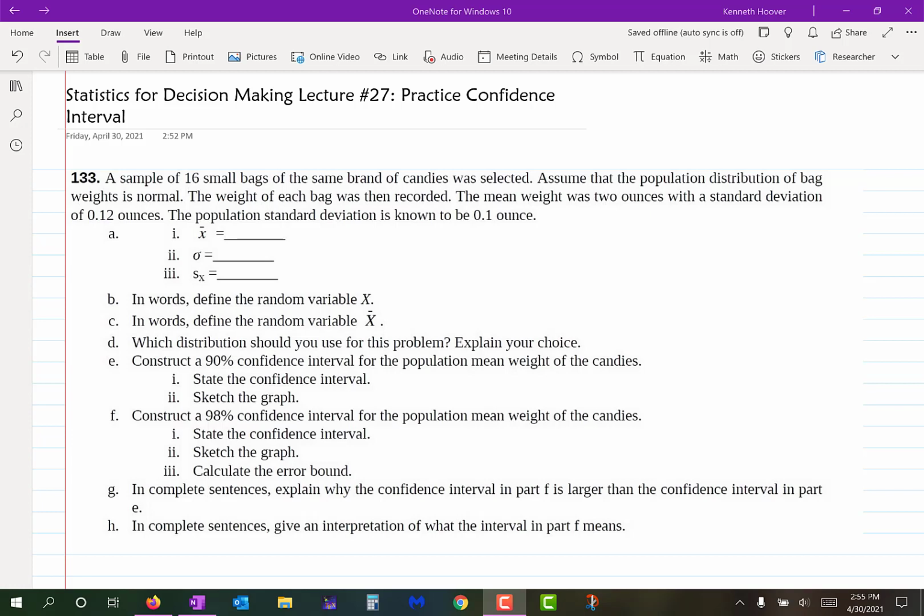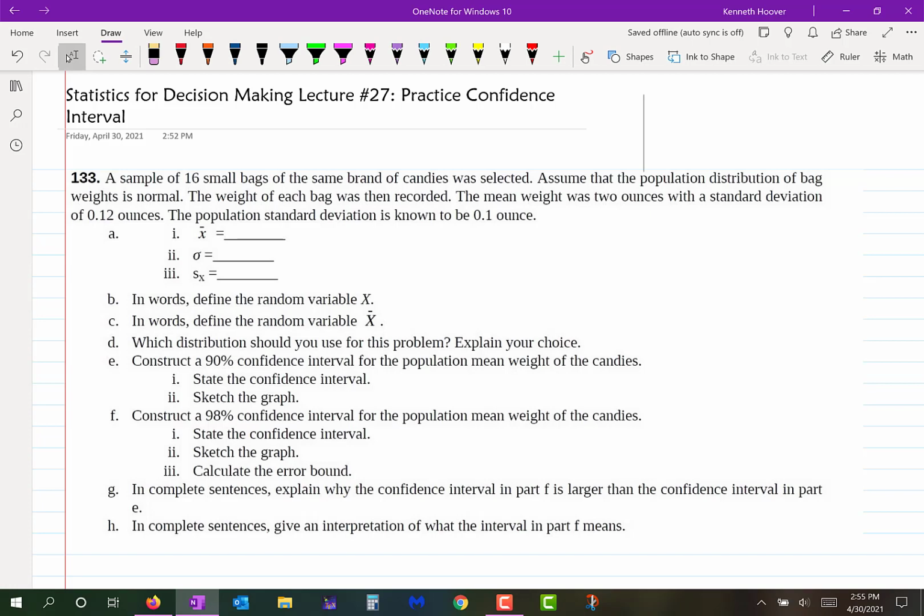Let's read what it says. It says, a sample of 16 small bags of the same brand of candies was selected. Assume that the population distribution of bag weights is normal. The weight of each bag was then recorded. The mean weight was 2 ounces with a standard deviation of 0.12 ounces. The population standard deviation is known to be 0.1 ounces. Okay, let's answer these questions.